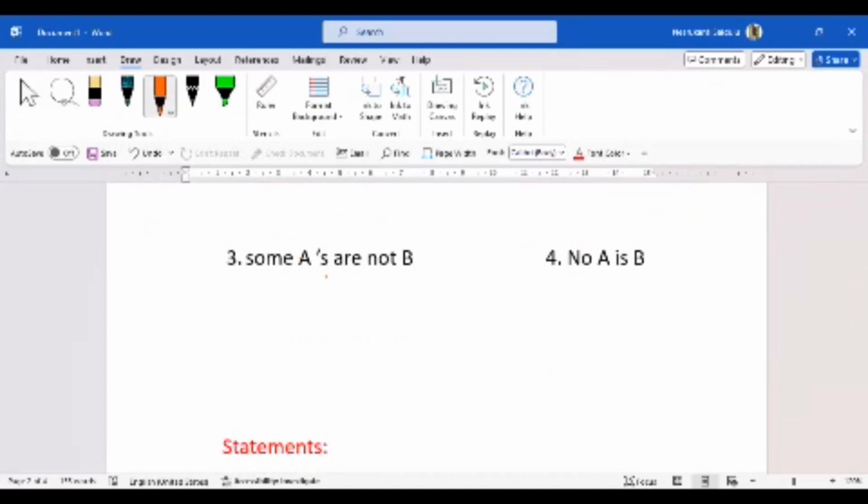Some A's are not B's. Here this statement is very important, please pay attention. Some A's are not B's. This statement follows these diagrams.